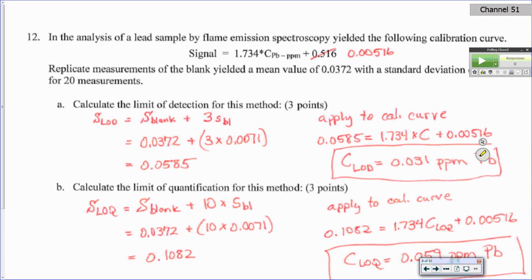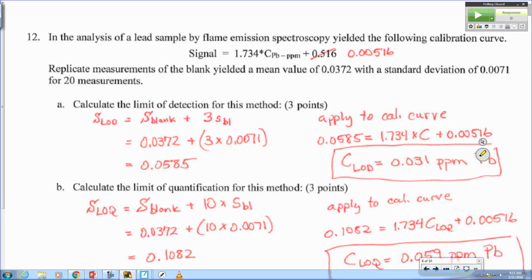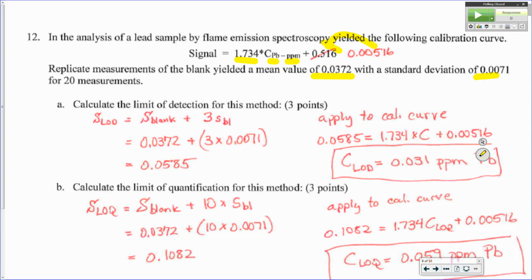Okay, this one was one we had issues with to some degree. So I tell you, you have a lead analysis. You did flame emission spectroscopy, and you got this calibration curve out of it. I had to correct my y-intercept; I didn't get my zeros in there when I wrote it out. So signal is equal to the slope of the calibration curve times the concentration in parts per million. And I tell you that you took the blank, and the mean value for the blank is this, and it had a standard deviation associated with this term for 20 measurements.